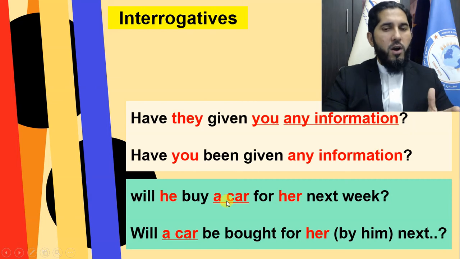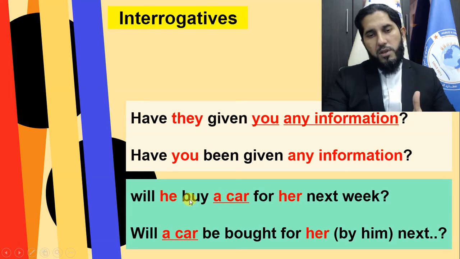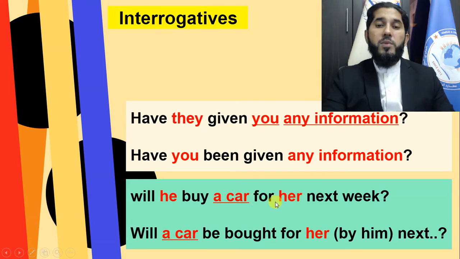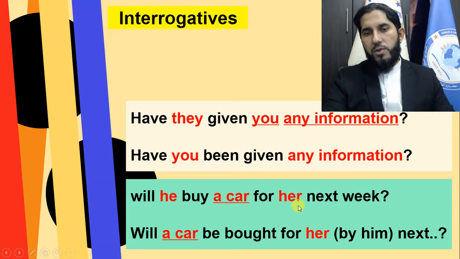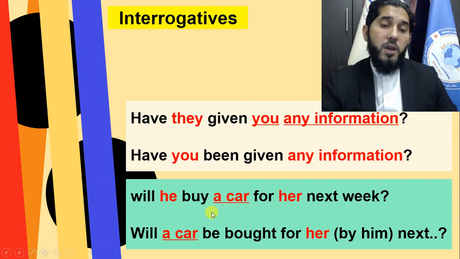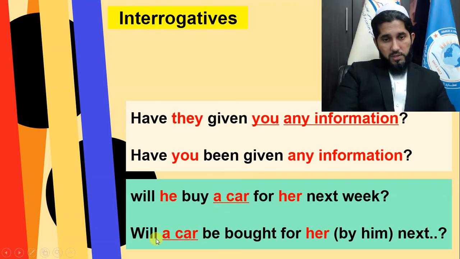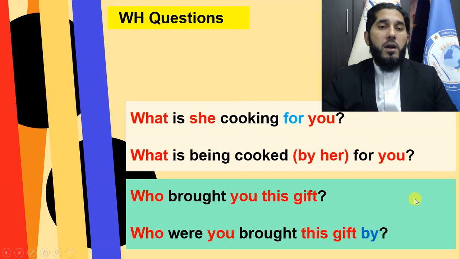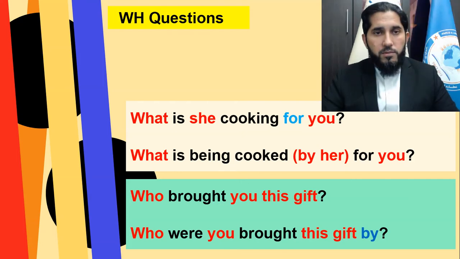So a car, which is the direct object, comes first after the main verb, and the indirect object comes second. Therefore you need a preposition between these two objects. So the preposition is for here. So will he buy a car for her next week? And now a car should be the subject of your passive sentence. Will a car be bought for her by him next week? So this is how you change these kinds of sentences from active to passive form.